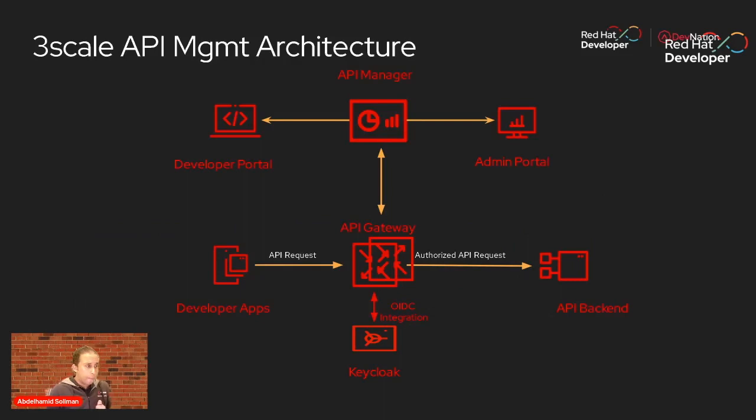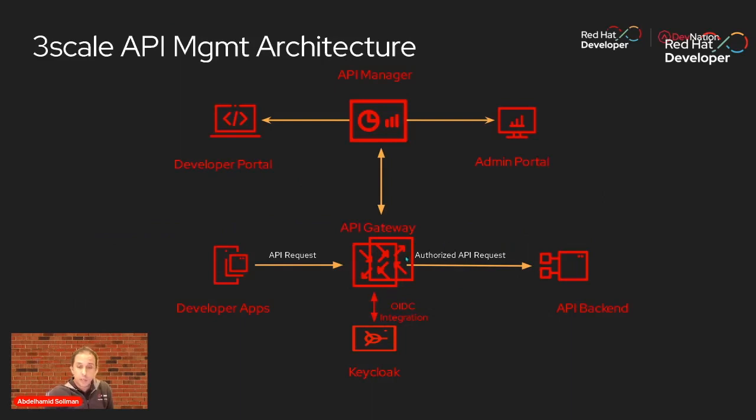All right, so let's have a look at the 3scale high-level architecture. 3scale has basically two components. The first one is the API manager, which is the control plane and the configuration management component. So the API provider can use the admin portal to create an API product, to configure policies, to view analytics, to monetize APIs, and to manage content of the developer portals.